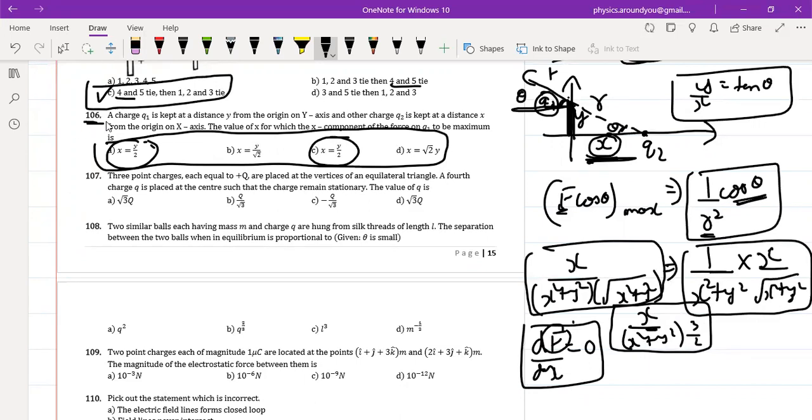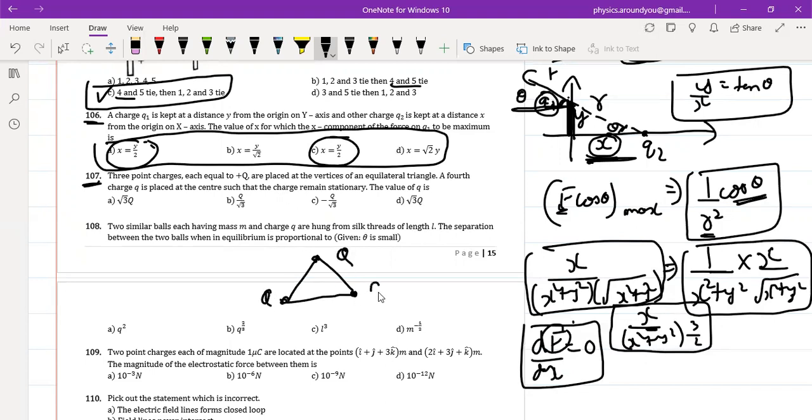Right? Now, question number 107. In question 107, there are 3-point charges placed at vertices of an equilateral triangle. A fourth charge Q is placed at the center such that the charge remains stationary. So what is the value of Q? So there is a problem over here. The problem is there is no unique value of Q, isn't it?